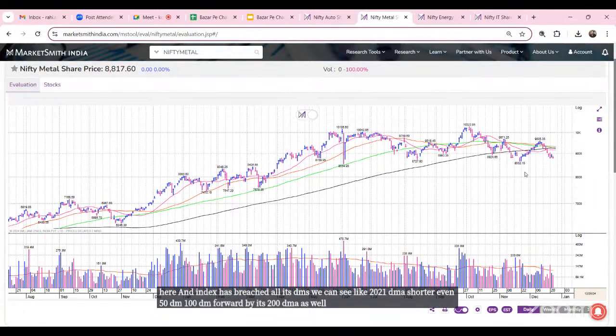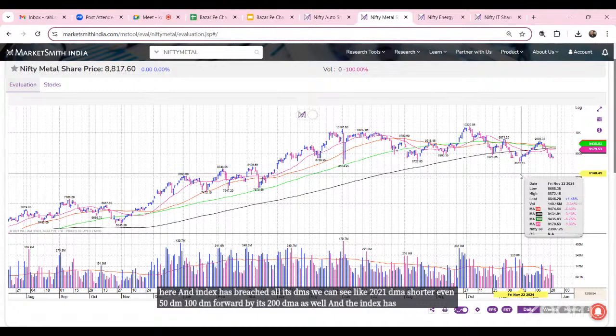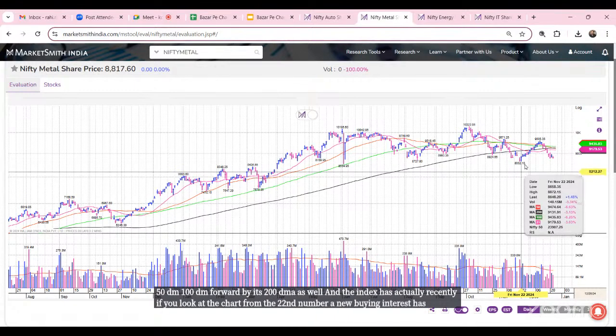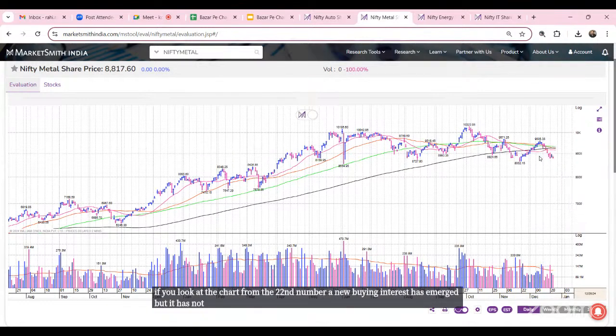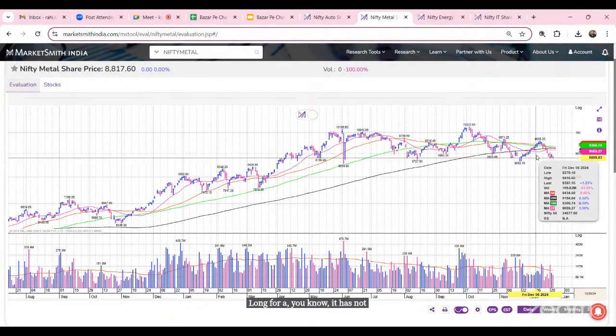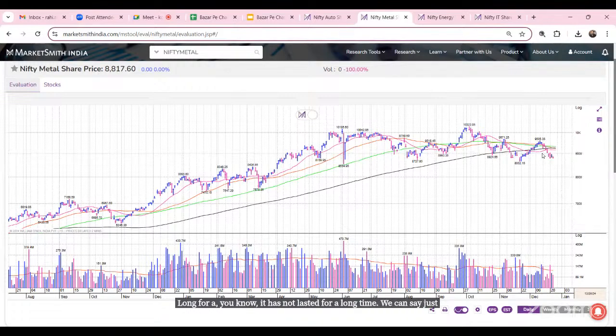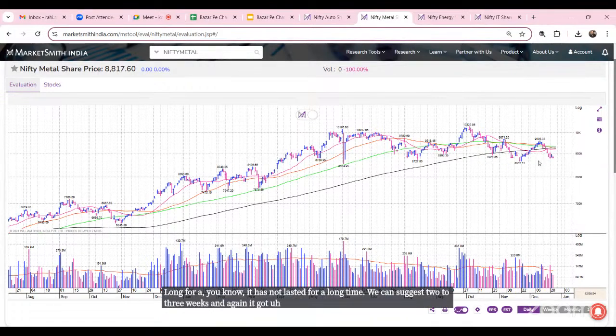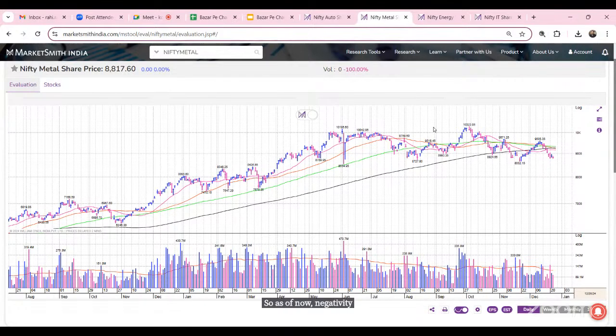And if you look at the chart from the 22nd of November, a new buying interest has emerged, but it has not lasted for a long time. We can say just 2 to 3 weeks, and again it got supply here. The supply has increased, and then again the index accelerated towards its downside. So as of now, negativity is still there, and it is still trading below all its key moving averages.